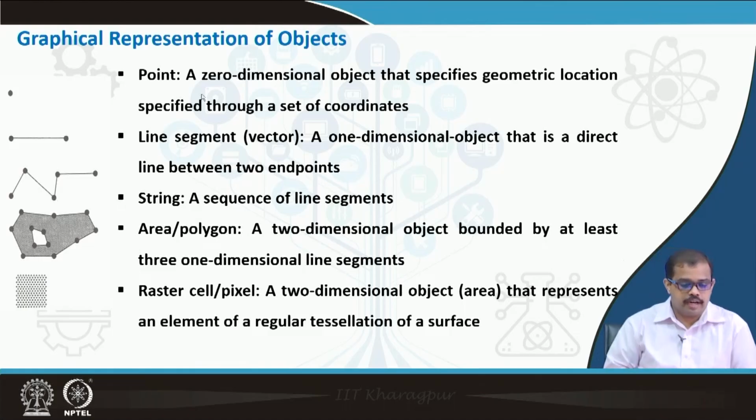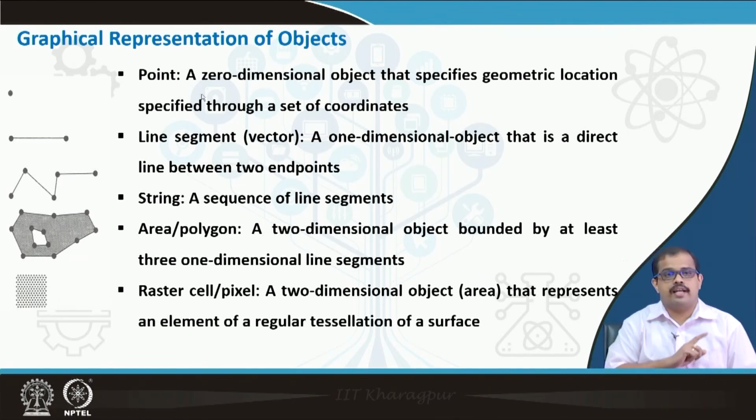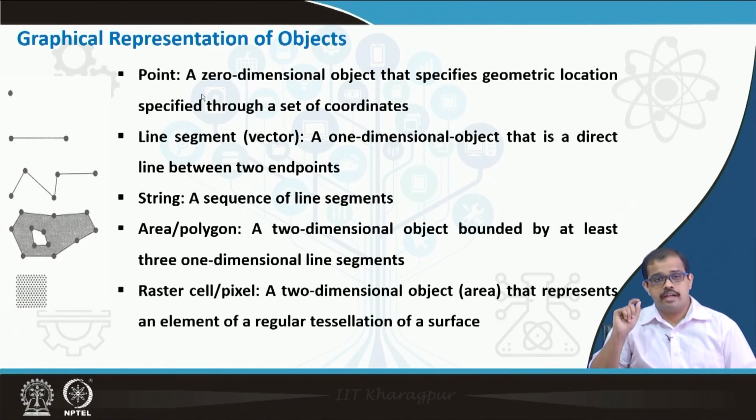When we are looking at the graphical representation, I am trying to revise what I spoke in the last few slides. Points are 0-dimensional objects that give you a specific geometric location through a set of coordinates. Line segments are 1-dimensional objects, a direct line between 2 endpoints. Then you have a string, a sequence of line segments, which can also be a representation of your route. A polygon is a 2-dimensional object bounded by at least 3 line segments.